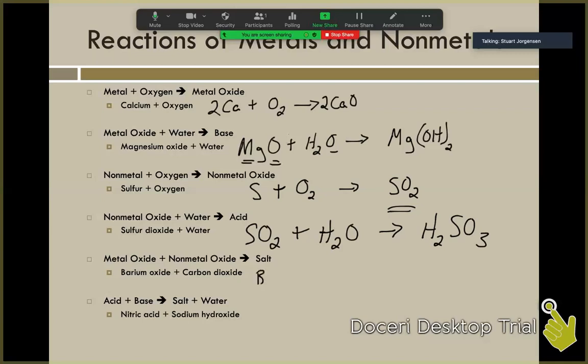So for this one, we've got our barium oxide plus our carbon dioxide. In this case, again, we've got a synthesis reaction. We're going to end up forming our barium carbonate. Sorry, our barium carbonate, BaCO3, would be the salt that's formed here.